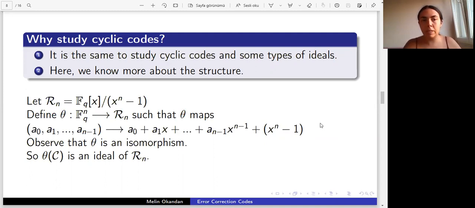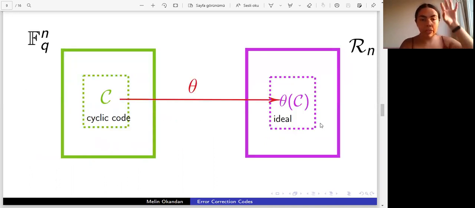Let's define a map theta. This theta takes vectors from F_q^n and sends them to R_n such that theta maps a codeword (a_0, ..., a_{n-1}) to a_0 + a_1 x + ... + a_{n-1} x^{n-1}. You can see that each coordinate becomes a coefficient: a_0 is the constant, a_1 is the coefficient of x, and a_i is the coefficient of x to the power i. You can observe that theta is an isomorphism and theta(C) is an ideal of R_n. In this picture, we take a linear subspace, a cyclic code in F_q^n, and theta sends it to an ideal of R_n.